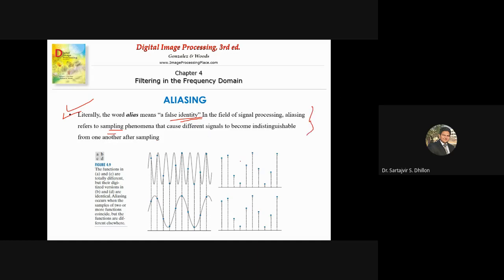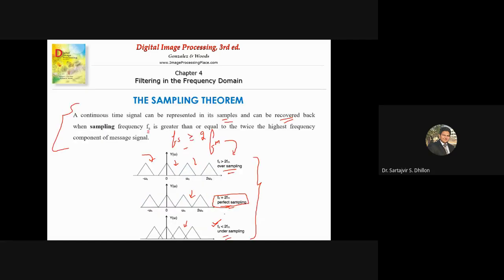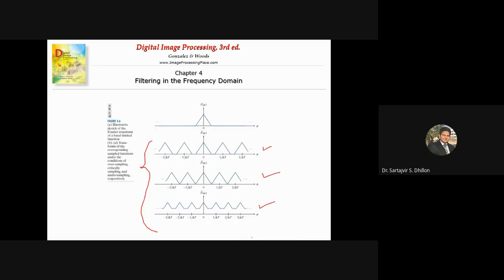And normally we can also say it like this: when will this condition arise? When the sampling frequency is less than, or not equal to or greater than, twice the message frequency, then there is a problem of aliasing. Here the cross represents the aliasing case.